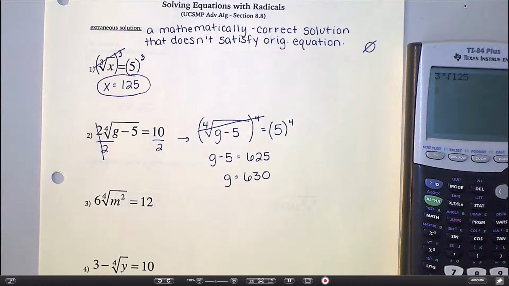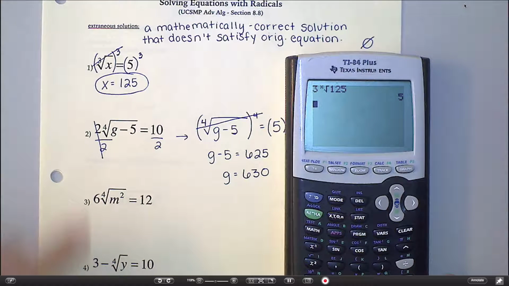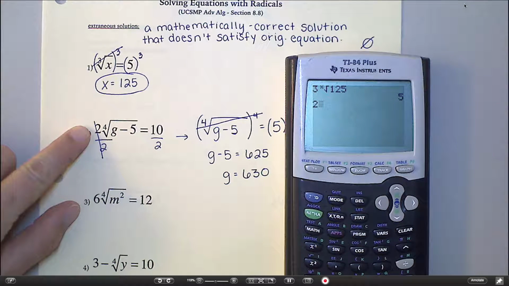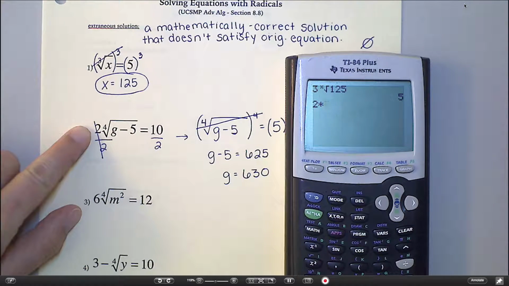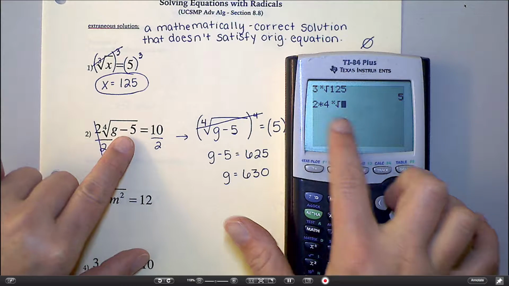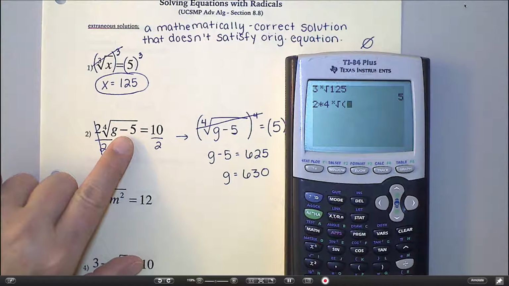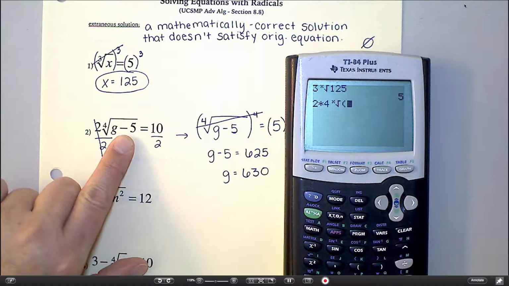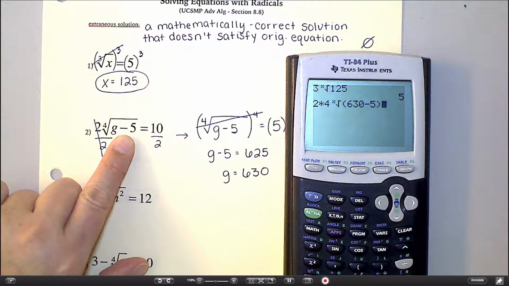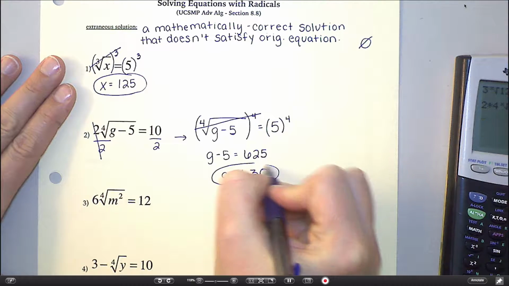And again, before I move on, I need to check and make sure that this isn't an extraneous solution. So I'm going to go back to my original problem. And I'm going to say 2 times, that's how you'll have to enter this, 2 times the 4th root of, so again, that 4 is indicating that should be a 4th root. And because I'm putting more than one number under my radical on this calculator, I am going to have to put this in parentheses. And g is 630, so I'm going to do 630 minus 5. And what I'm hoping for is for it to come out to equal 10, and it does. Okay, so that means 630 is a legitimate solution here.